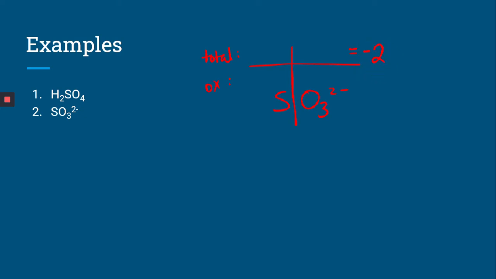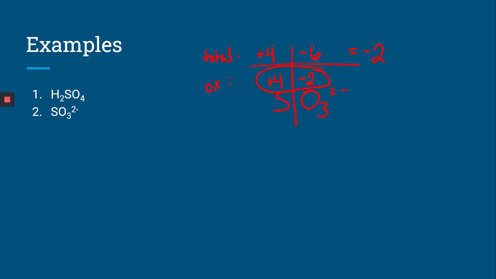All right, and then mentally go through your list. No group 1, no metal in group 2, no fluorine. We have an oxygen though, and this is not a peroxide, so oxygen is going to be -2. There's 3 of them, so 3 times -2 is -6. So what do I need to balance the -6 with to be left over with a -2? We would need a +4. So this time, sulfur's oxidation state is +4.